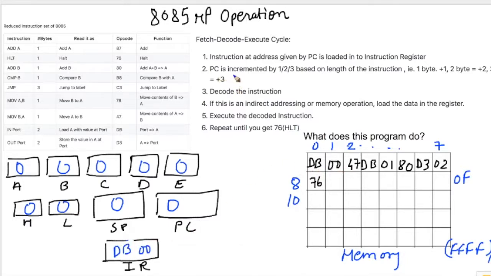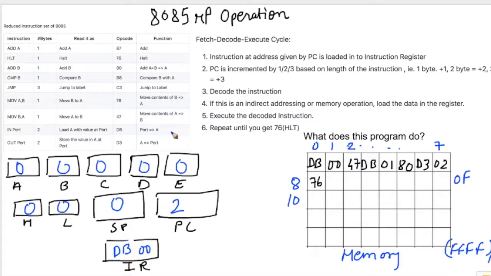Next, the program counter is incremented by 1, 2 or 3 based on the length of this instruction. So because this is a 2-byte instruction, the program counter will be incremented by 2. So next the processor will decode the instruction. After that it says if this is an indirect addressing or a memory operation, load the data into the register. So we are loading the data from the port. So this is neither a memory operation nor an indirect addressing mode. So we'll just skip this one. Next we have to execute the decoded instruction. So this instruction DB00 will be executed.